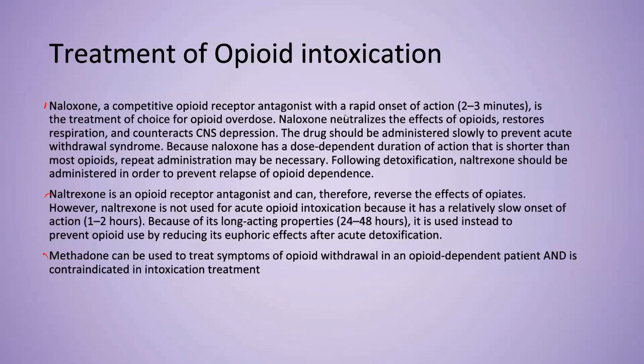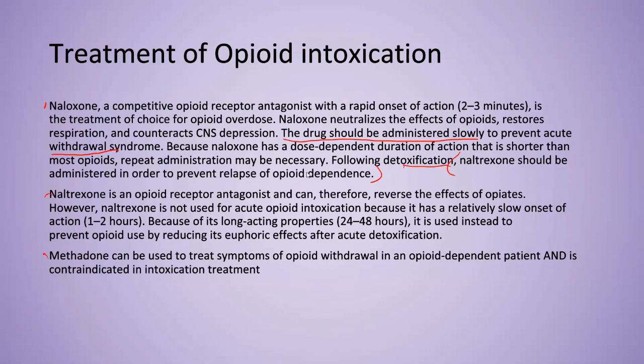So it has a very rapid onset, 2 to 3 minutes. So it's the treatment of choice. It neutralizes the effects of opioids, restores the respiration and counteracts the CNS depression. The drug should be administered slowly to prevent acute withdrawal syndrome. Remember that. And because it has a dose-dependent duration that is shorter, you need to give repeat administration, right? So following detoxification, that's when we use naltrexone, right?